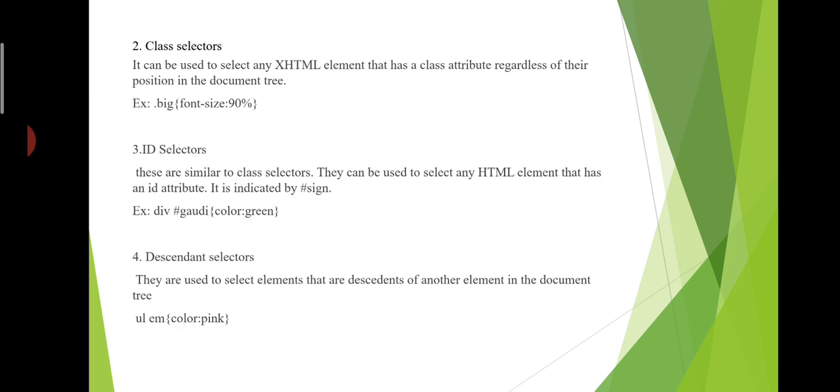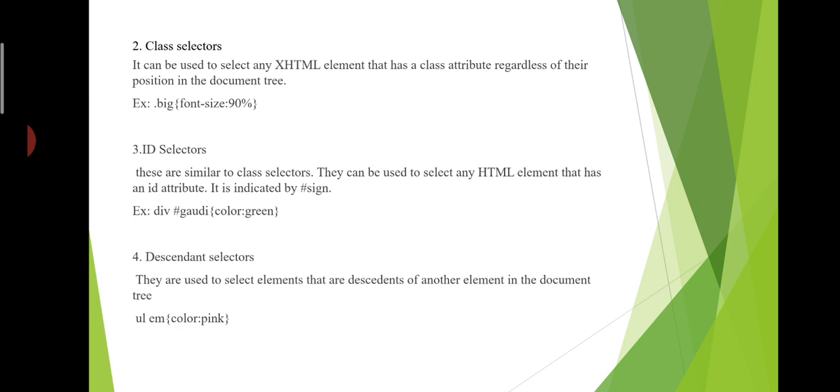Next is the ID selectors. These ID selectors are also similar to the class selectors, and they can be used to select any element which has an ID attribute. Usually ID selectors are identified with the pound symbol, that is the hash symbol. As an example I have given div, pound, gaudy, color green. So whichever div tag has that ID attribute value will get changed to the color green.